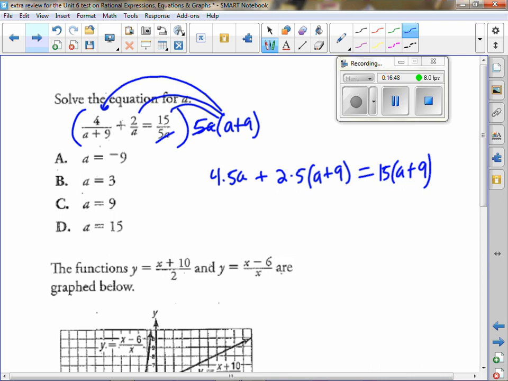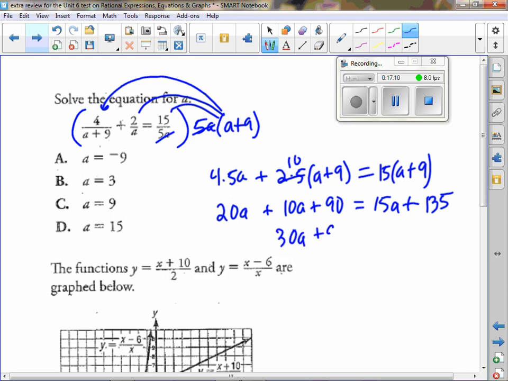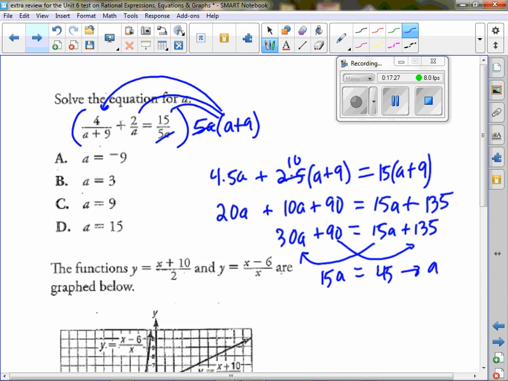Alright, so I don't see any squares here. This is going to be pretty easy to solve. 20A plus, this would be a 10 here. So that would be 10A plus 90 equals 15A plus, let me see, 135. Alright, so that 30A plus 90 equals 15A plus 135. So if I subtract 15A from both sides, subtract that from the 30, I'll get 15A. And subtract the 90 from the 135, I'll get 45. So it looks like A will be 9.